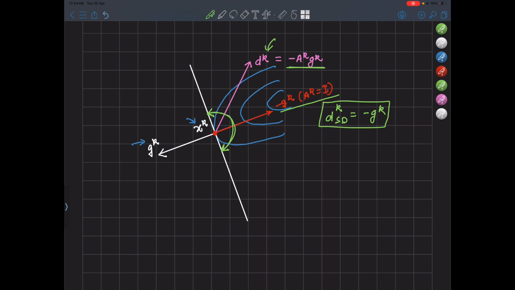Why is this called steepest descent? Because if we approximate the function as a linear function around xk and try to find a direction in which this linear function decreases the most, it is this direction, that is minus of gk. So that is why it's called the steepest descent direction.